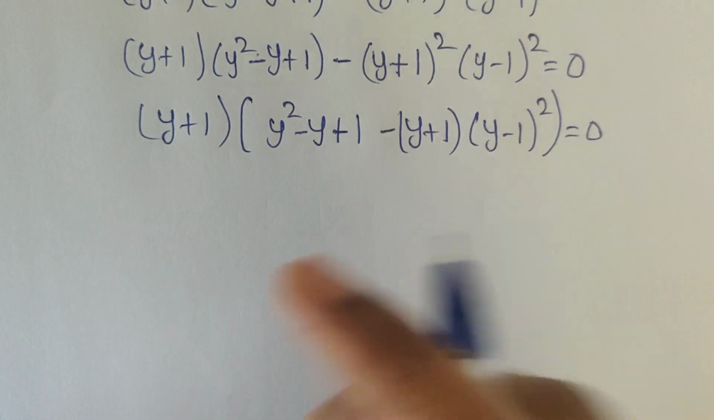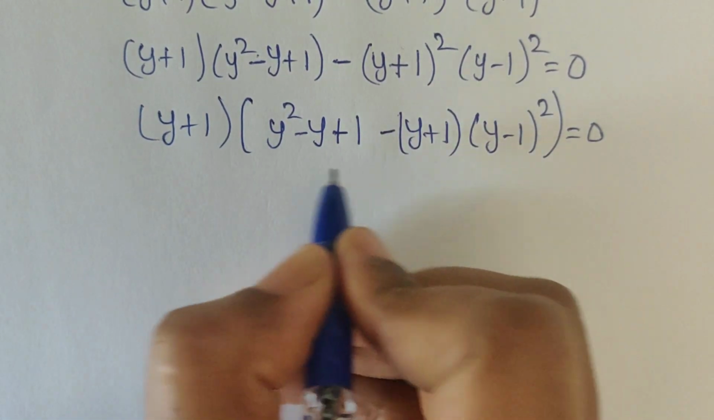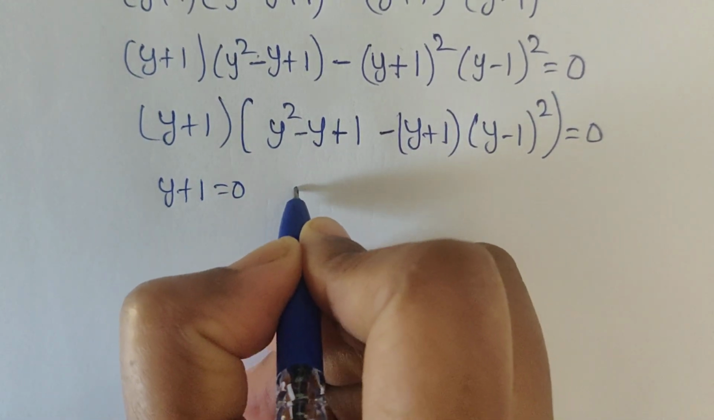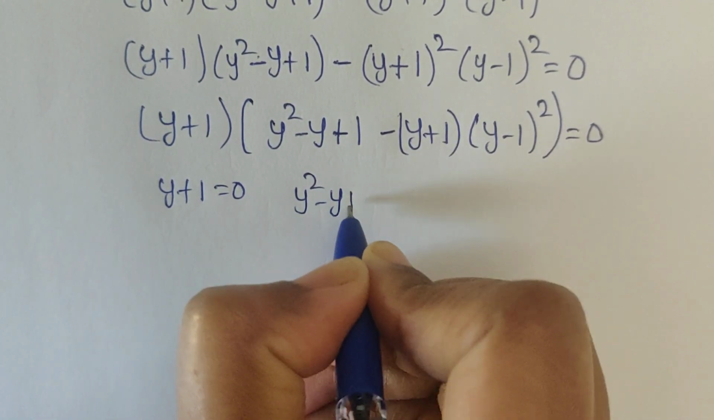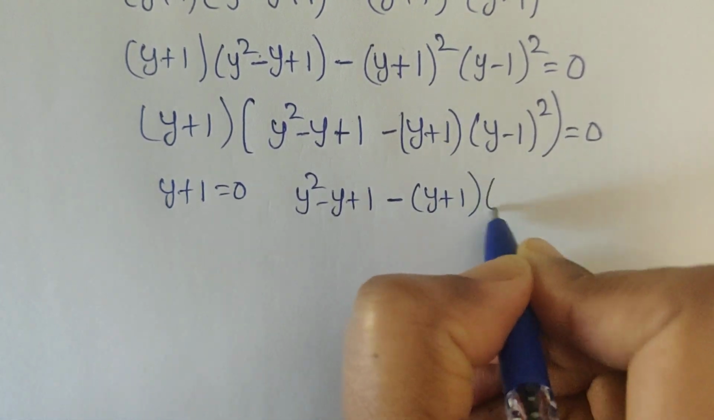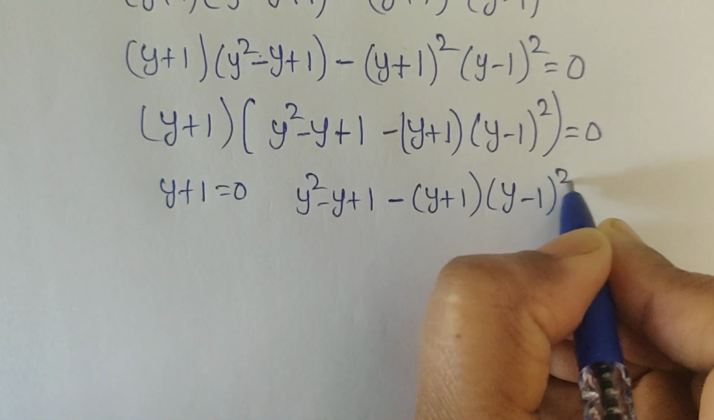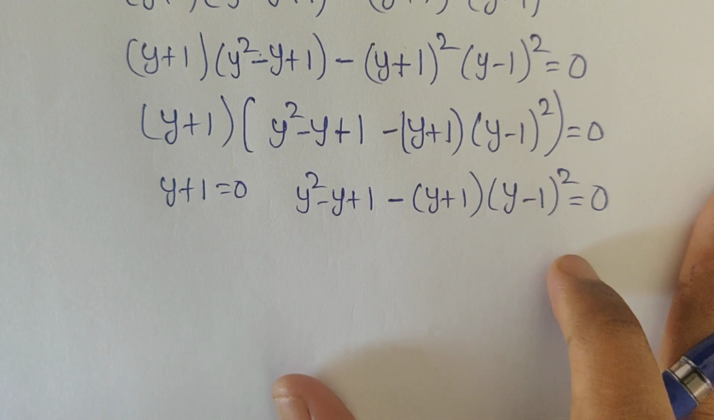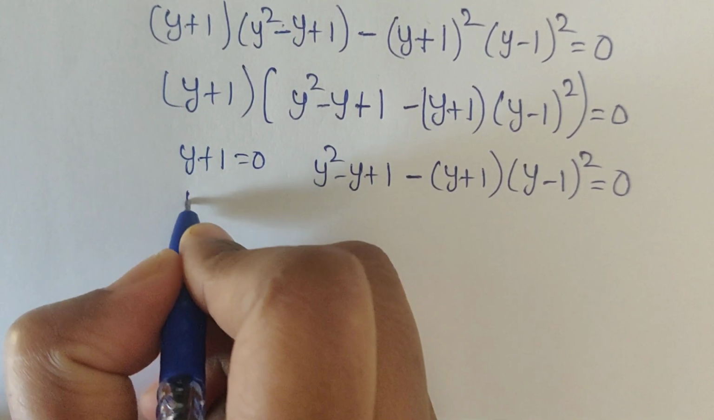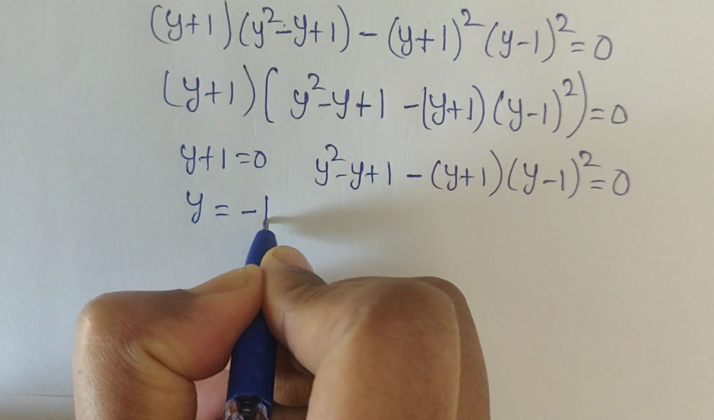Now split these factors into two parts. One is y plus 1 is equal to 0. The other one is y square minus y plus 1 minus y plus 1 times y minus 1 whole square is equal to 0. So from the first equation we'll get y equal to minus 1.